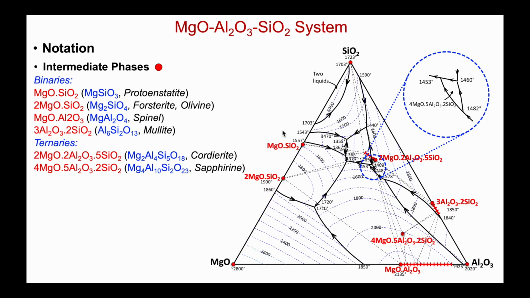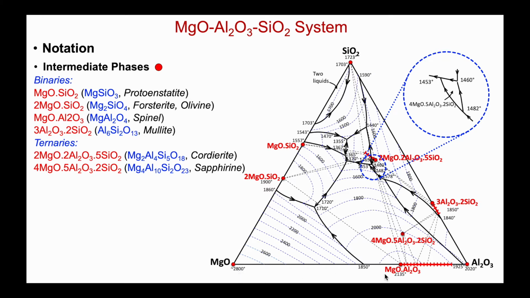Along the MgO-SiO₂ binary there are two compounds, MgO·SiO₂ or MgSiO₃, mineral name protoenstatite, and forsterite olivine is the mineral name of Mg₂SiO₄, which is represented here as 2MgO·SiO₂. Both of these are essentially line compounds and show no solid solubility either side.